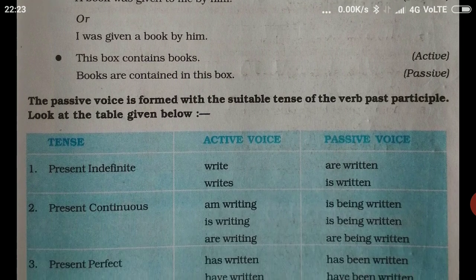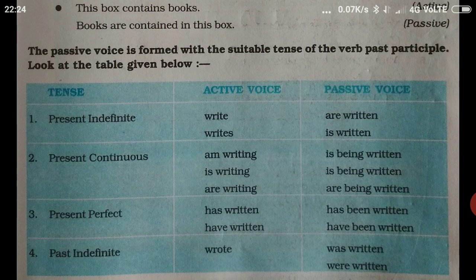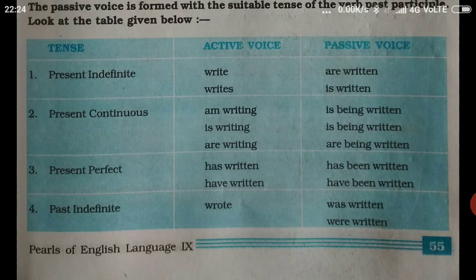Now see here, the passive voice is formed with the suitable tense of the verb be and the past participle, right? Look at this table here. You will find here present tense, in active, write or writes. So that will change into passive: you will write here are written or is written, clear? Present continuous: am writing will change into is being written, is writing, is being written, are writing, are being written, clear?